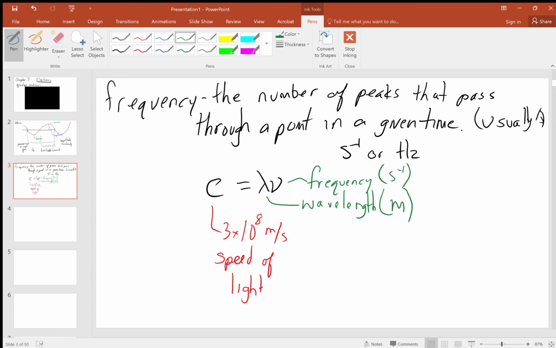So in other words, the longer the wavelength, the lower its frequency. The shorter the wavelength, the more peaks it can pass through a point in a given time. So the shorter the wavelength, the higher the frequency. So in other words, frequency and wavelength are inversely proportional to each other.